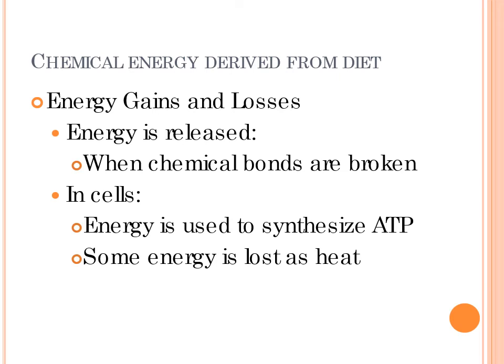When chemical bonds between molecules are broken down, energy is released. In the cells, that energy is used to synthesize ATP by making ADP and phosphate interact with one another, creating ATP. But some energy is always going to be lost as heat. So if the body does not recapture that energy, it gets lost as heat.